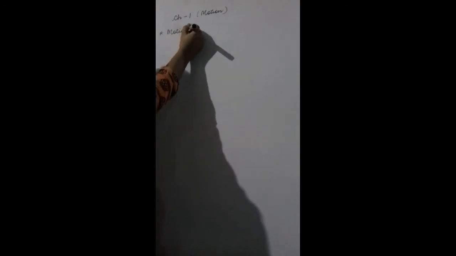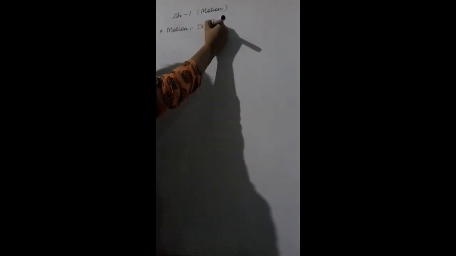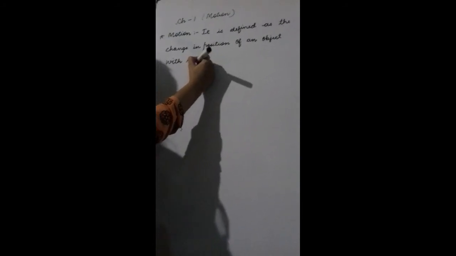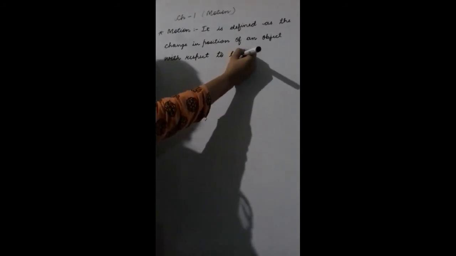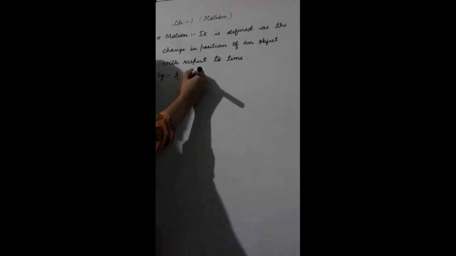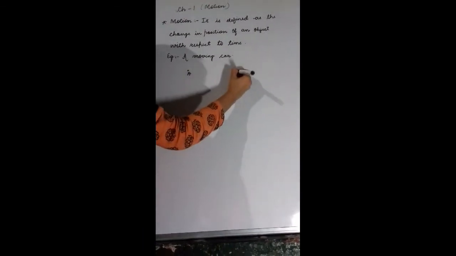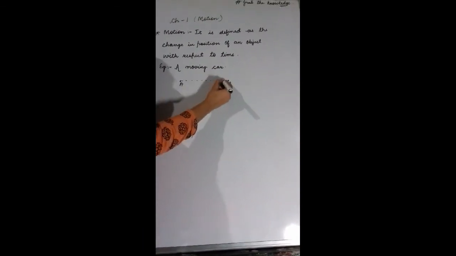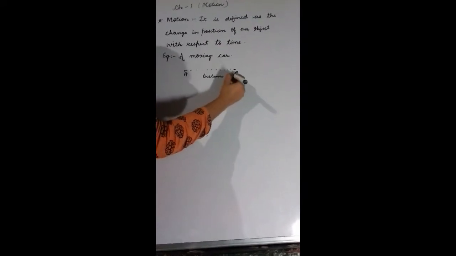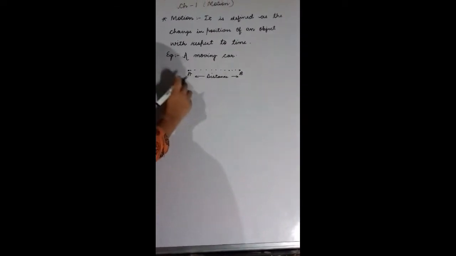So let's start with the first chapter, that is motion. It's important to know what motion is. It is defined as the change in position of an object with respect to time. For example, a moving car. To understand it more clearly, let's take 2 points, A and B. If a person starts from A and reaches B, what do you observe?